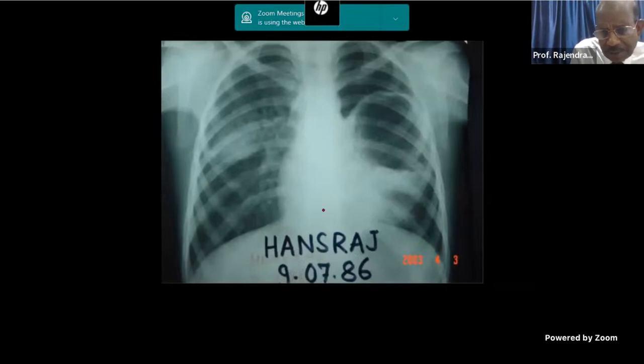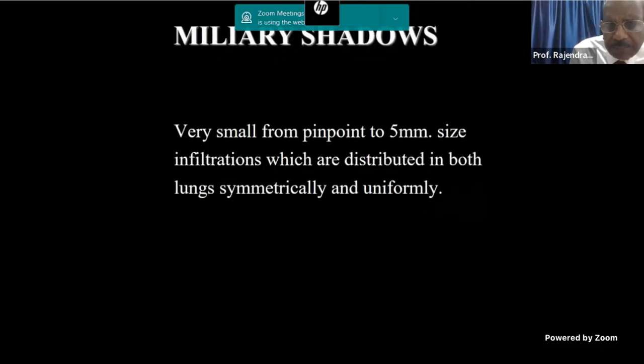This is another lesion, what you call the water lily sign. This was a ruptured hydatid cyst. The hydatid cysts were also present here. And miliary shadows, very small, from pinpoint to 5 mm in size, are distributed in both lungs symmetrically and uniformly. Miliary shadow means smaller shadows uniformly distributed in both lungs.